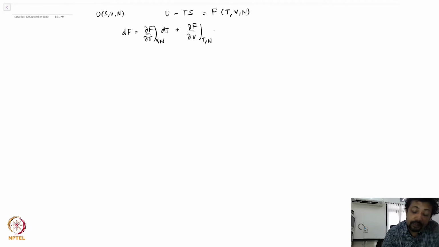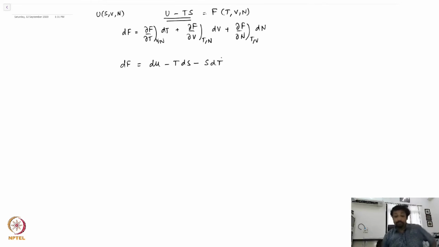coordinates. So if we eliminate entropy, then we define this, not as an equality, but we define it as U minus TS, which is my Helmholtz free energy function, which is a function of T, V, N. And since it's a function of T, V, N, I can write down this as ∂F/∂T at V, N constant dT, plus ∂F/∂V at T, N constant dV, plus ∂F/∂N at T, V constant dN.